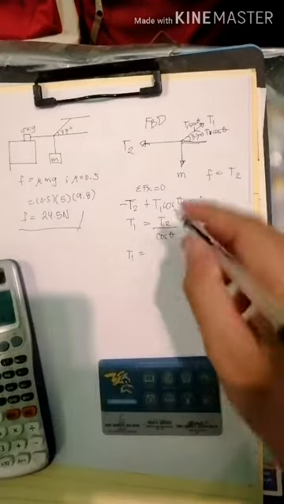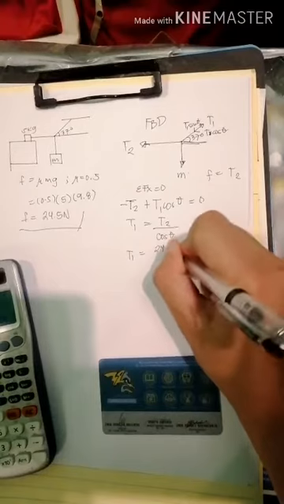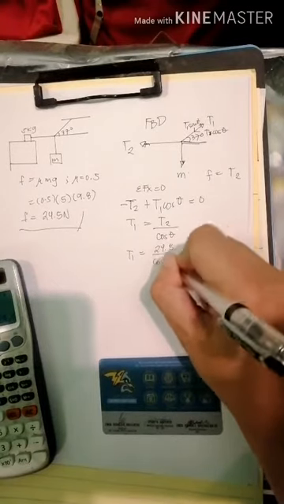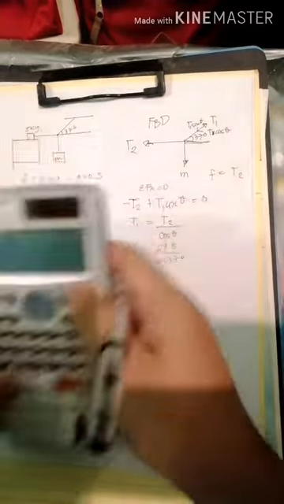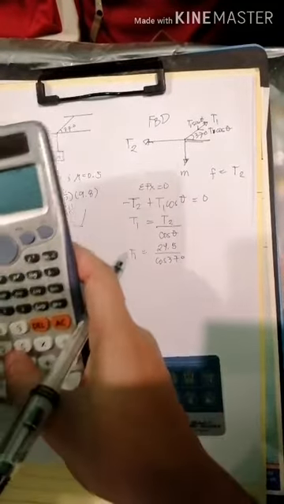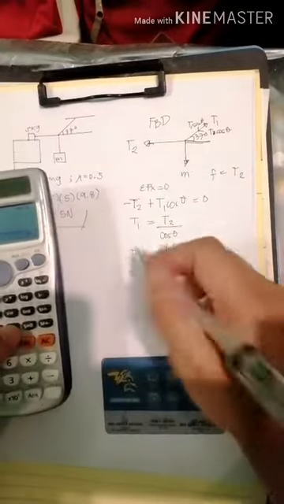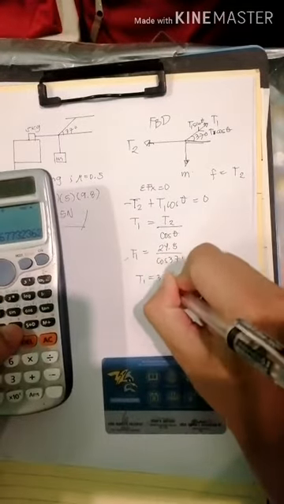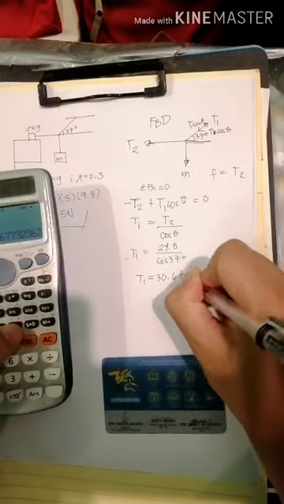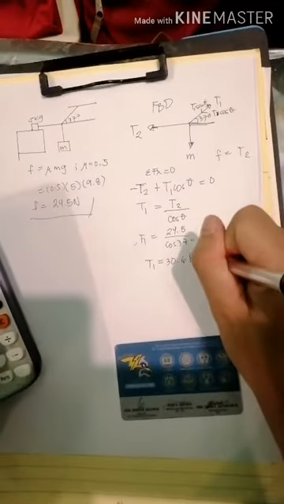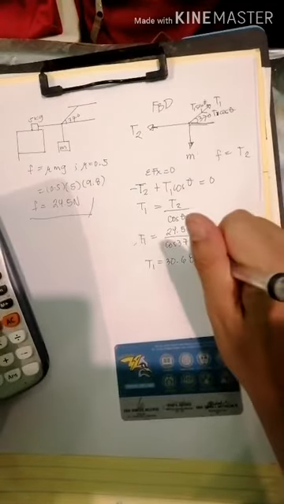So, solve natin yung T1. So, 24.5 over cosine 37 degrees. 24.5 over cosine 37 is 30.68 Newton.